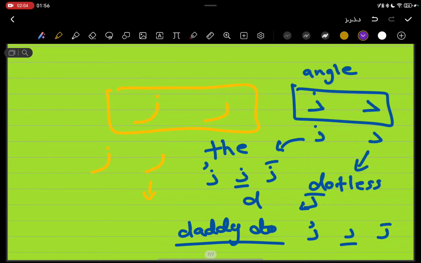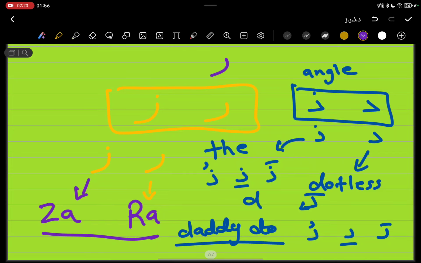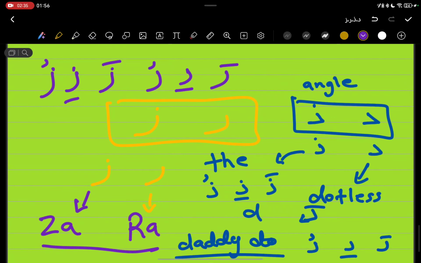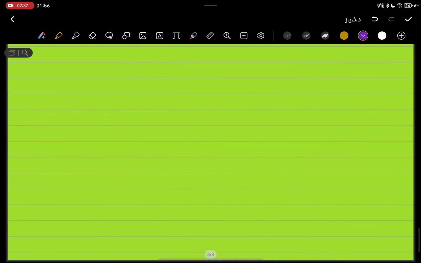We like to roll our R's, and this is Ra, Ra. And this is Z, okay? Ra, Z. So just remember Zara, okay? After the angle letters, we got Zara. Of course, we have different vowels. We have Ra, Ri, Ru, okay? And we have, of course, Z, Zi, Zu, okay? And that's it for today's lesson.